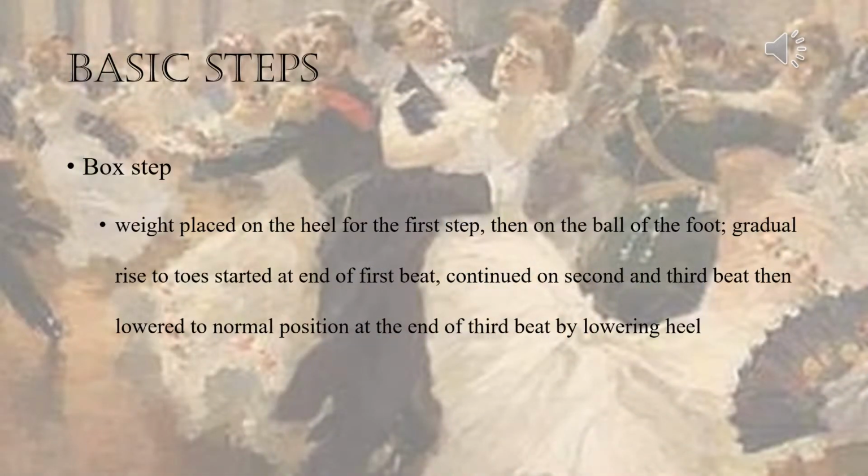Howdy. So the most common step pattern in waltzing is known as the box step. It's called the box step because the dancers move in a box shape as they dance. So the weight is distributed across their feet as they gradually rise and fall across the beats.